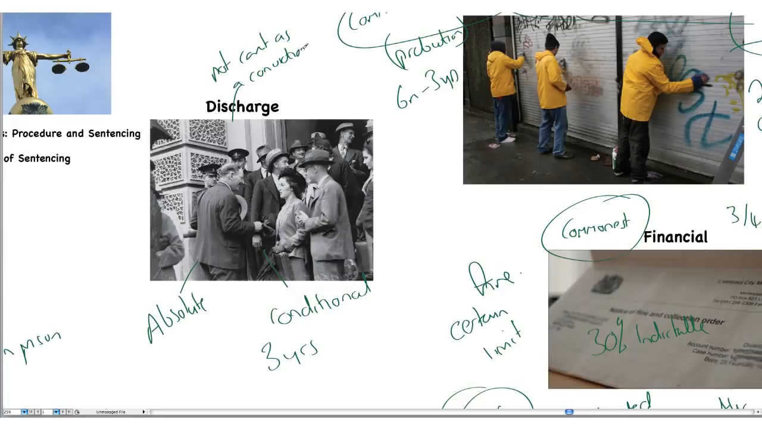Let's get that written in there. It does not count as a conviction for most purposes unless the defendant wishes to appeal against it.